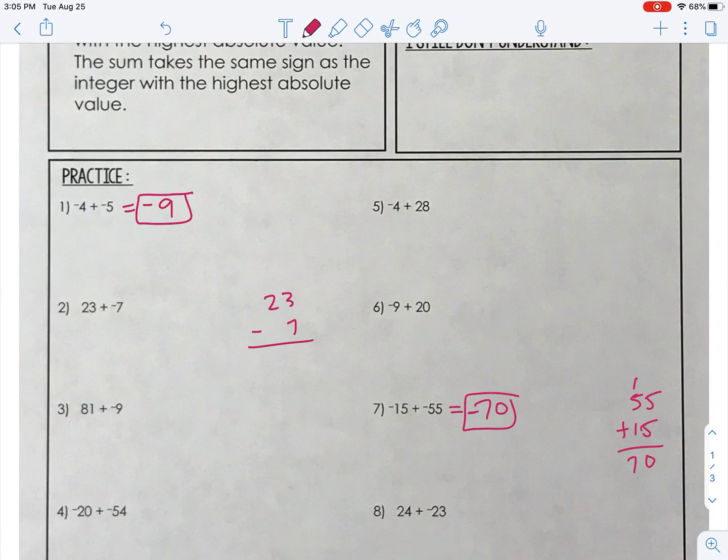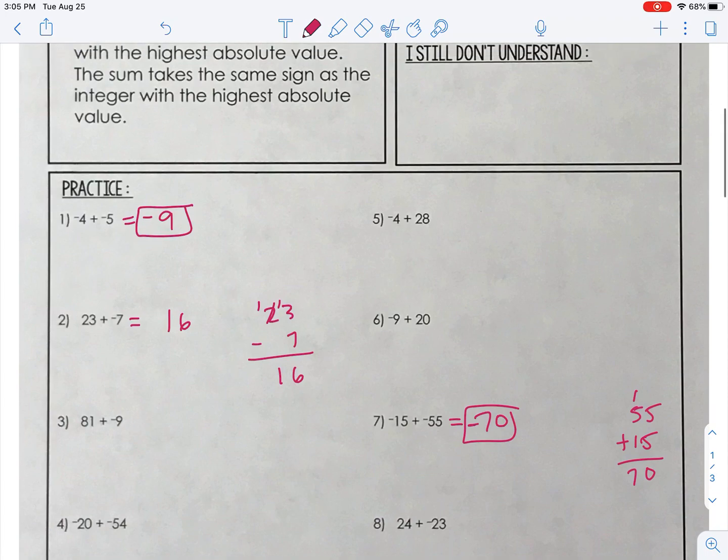23 minus 7, I'm going to have to borrow. So this is now going to be a 1 instead of a 2, and then I'm going to put a 10, making that 3 a 13. So 13 minus 7 is 6. 1 minus 0 is 1, so this is 16. So the only other thing we have to decide is, is this a positive 16 or a negative 16?